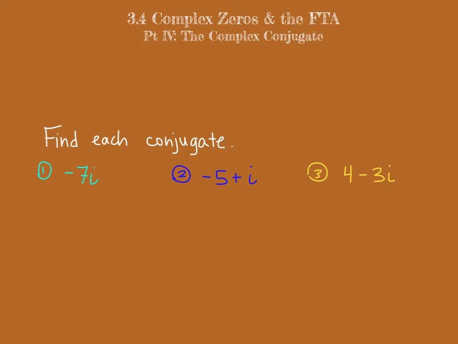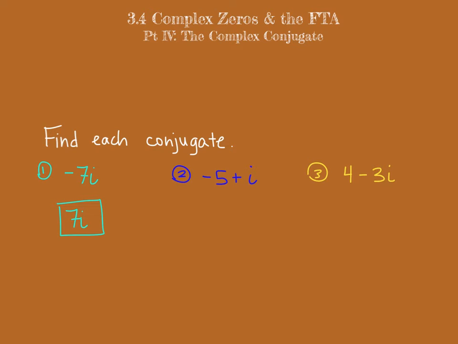Next, we are going to find each conjugate. So for number 1, this is a complex number. The real part is just a 0 out in front. So instead of 0 minus 7i, its conjugate would be 0 plus 7i, or just positive 7i.